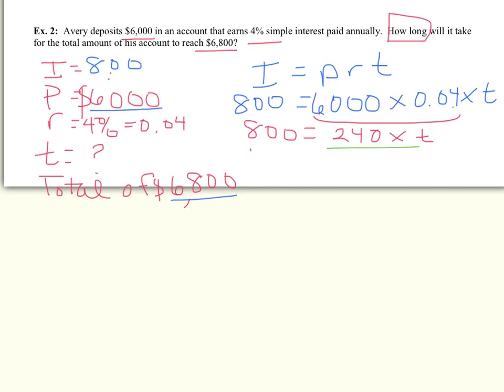Now we're ready to divide 240 on both sides of our equal sign. And we're ready to divide, and we get 3.3 years. So 3 1/3 years. So it would take us over 3 years to make $800 if we start with 6,000.